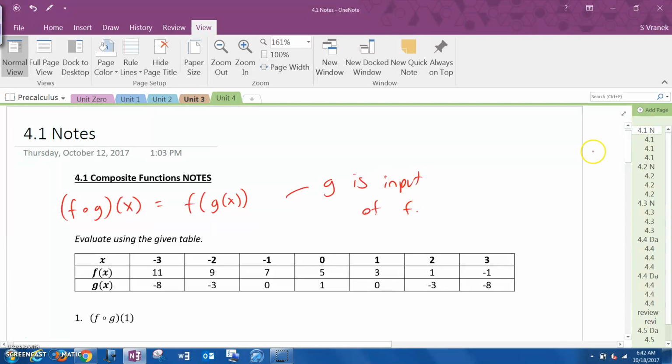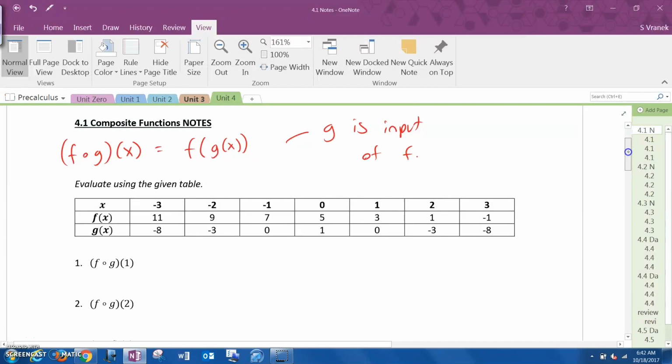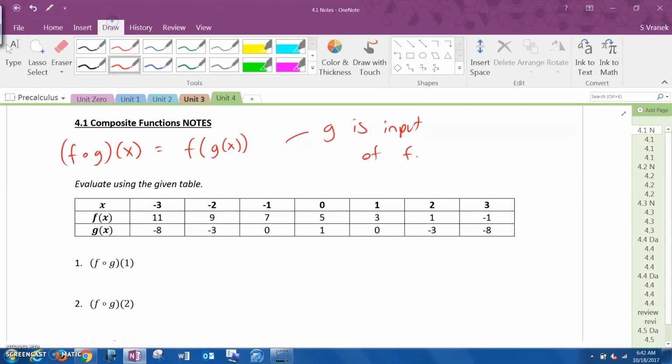Alright, so now what we're going to do is look at how to find composite functions using a table. I'm going to do the first two with explanation, and then I'm going to let you guys pause the screen. So first thing I'm going to do is rewrite this. So this is f of g of 1. The first thing you want to do is work from the inside out. You want to find out what this input's going to be. So we need to figure out what g of 1 is.